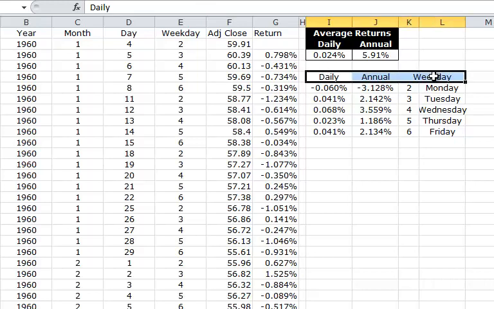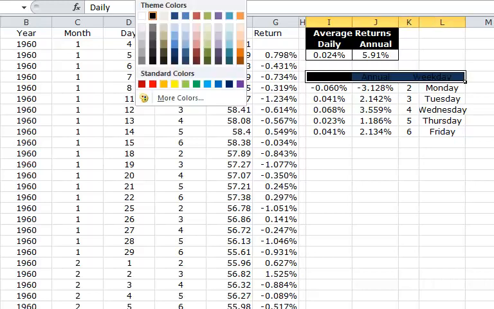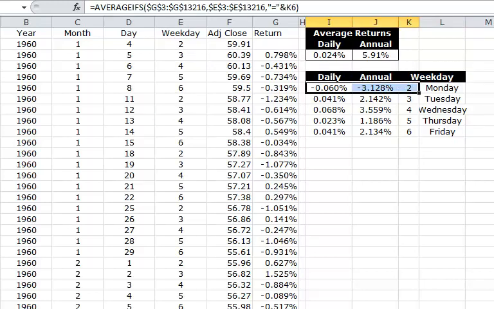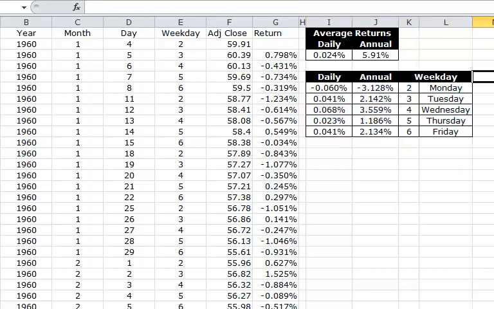And we might just give it some formatting like I like to do. You've seen my style. You pick a style that works for you. All right, so do we see a Monday effect going back to 1960? Well, we do in fact very clearly see a Monday effect.